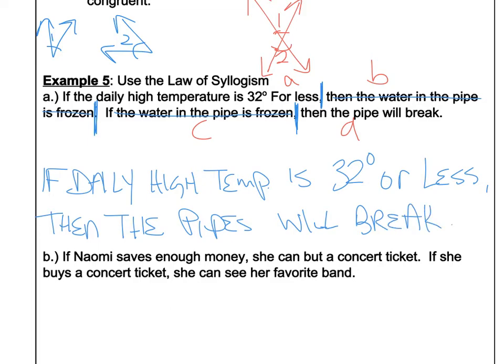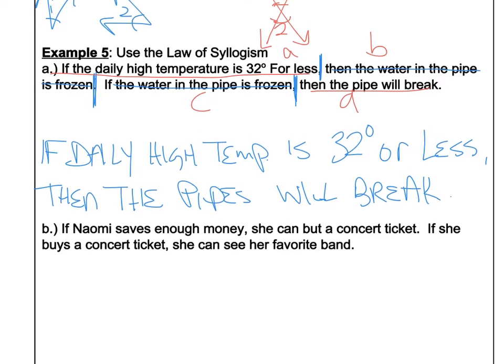You kind of see how that makes sense now? They gave us some reasons why the pipes will break. Well, because the water gets frozen. So then we simply come up with a conclusion using the A and the D part. Just like I said, look for the parts that are the same. Water's frozen in the pipes. We can get rid of that because it's not information we need to write this final statement.